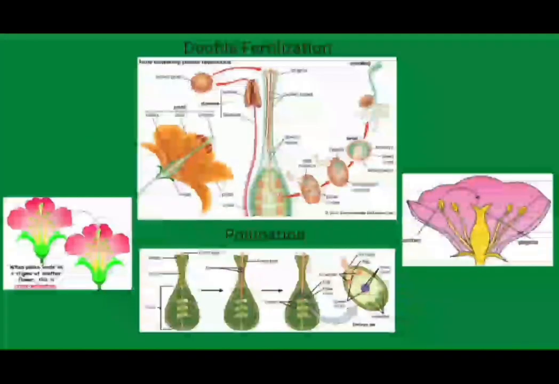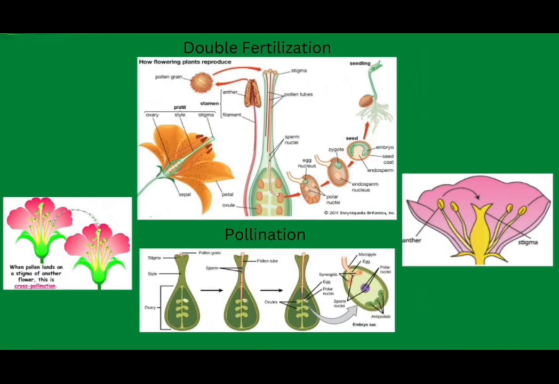Double fertilization is a complex process where, out of two sperm cells, one fuses with the egg cell and the other fuses with two polar nuclei. Pollination is the transfer of pollen grains, which is the male sperm, to the female part, which is the stigma of a flower. Where does double fertilization occur? The female gamete that participates in double fertilization in angiosperms, which is haploid, is called the embryo.